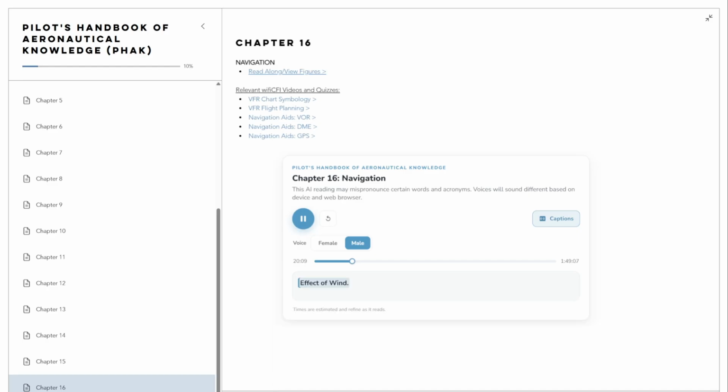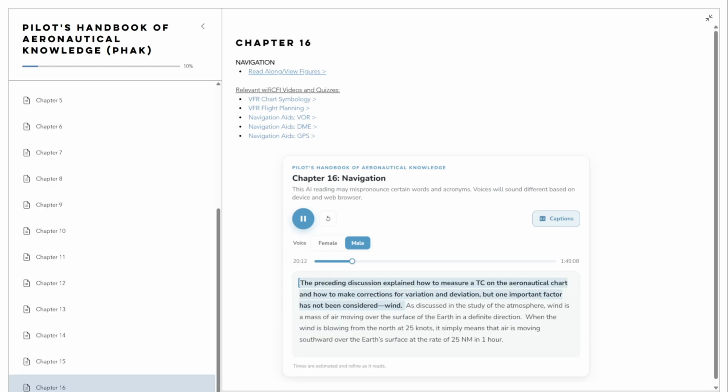Effect of wind. The preceding discussion explained how to measure a TC on the aeronautical chart and how to make corrections for variation and deviation, but one important factor has not been considered: wind. As discussed in the study of the atmosphere, wind is a mass of air moving over the surface of the Earth in a definite direction. When the wind is blowing from the north at 25 knots, it simply means that air is moving southward over the Earth's surface at the rate of 25 nautical miles in 1 hour.